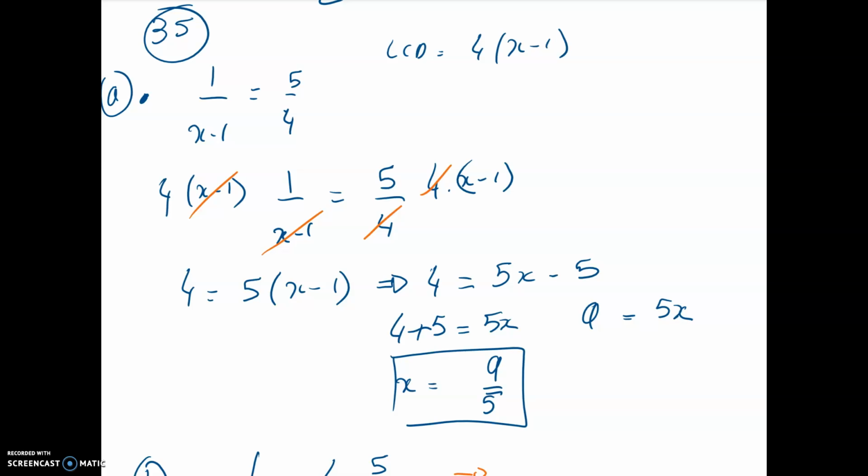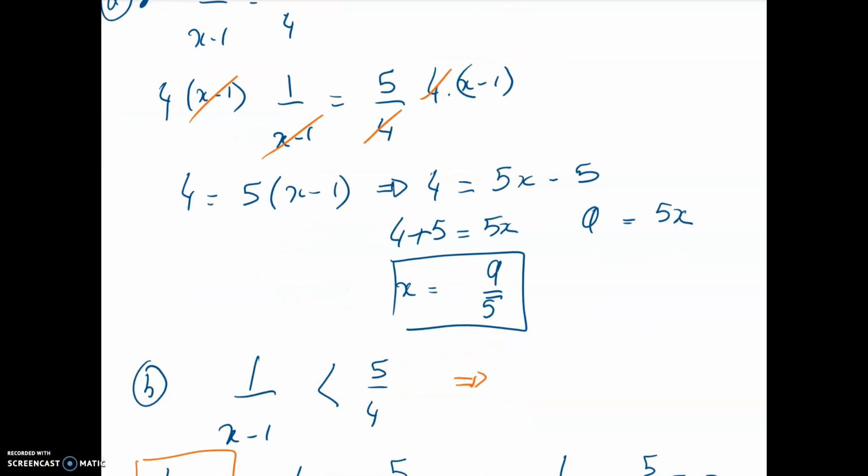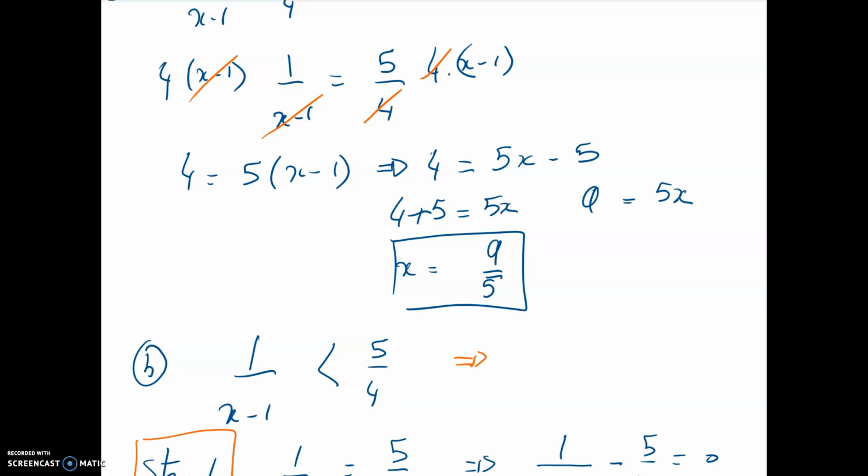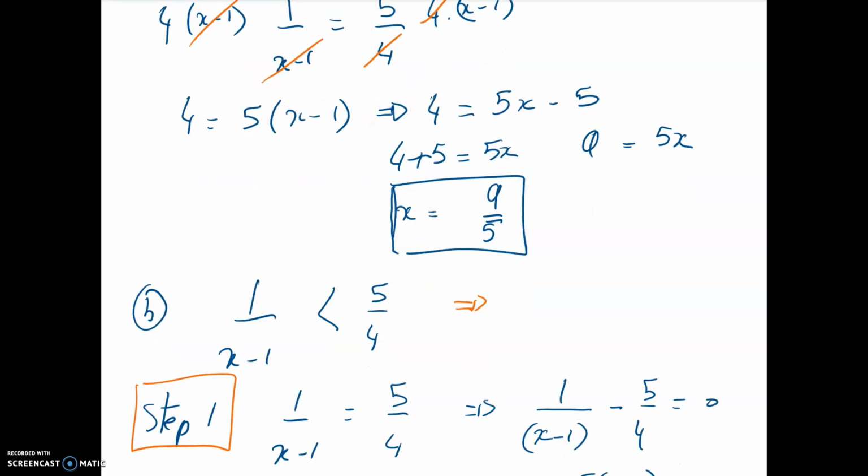I multiply by 4 times x minus 1 both sides. I end up to have 4 equals 5 times x minus 1. I add 5 both sides, and at the end of the day, I end up to have x equals 9 over 5. That's the only solution for the equation we were dealing with.